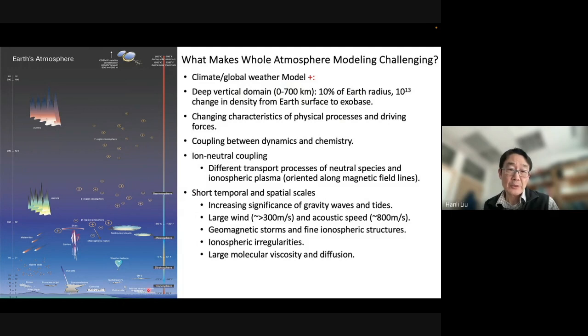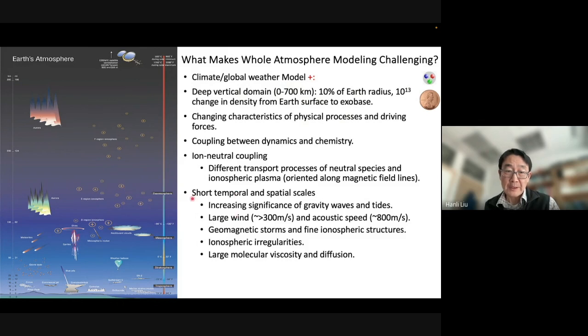If you look at the density and pressure difference from the surface to the top, it's about 13 orders of magnitude difference. An easier way to think about that is the scale difference between the penny and the proton. That's a spatial scale difference of about 13 orders of magnitude. And apart from that, there are also very different characteristics between the physical processes and also the driving. For example, at the surface, we're mostly experiencing visible light and IR heating, but up there, it will be X-rays and solar UV. So very different driving there. I'll not go into details, but we also have complex couplings between dynamics and chemistry, like the ozone driving in the stratosphere, and also ion-neutral coupling, especially in the ionosphere region.